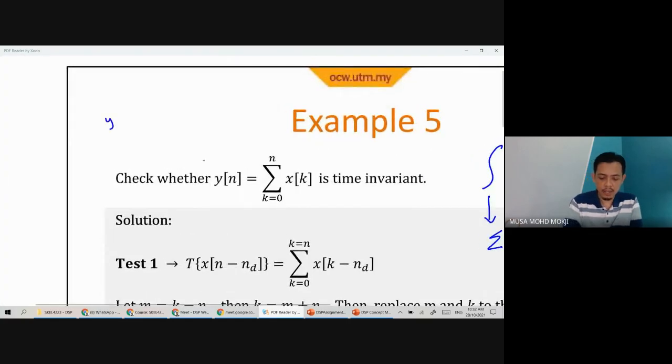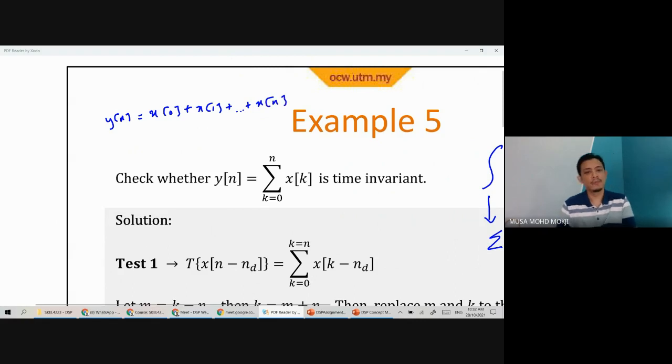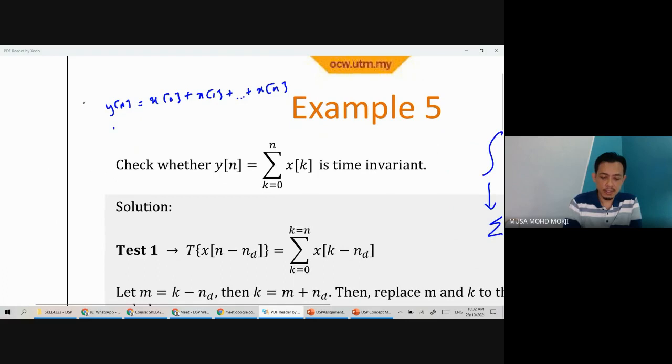This is actually just y[n] equals x[0] plus x[1] plus maybe up to x[n]. So how many items? It depends on the n. If this is y[0], then it is just x[0]. If it is y[3], it's supposed to be x[0] plus x[1] plus x[2] plus x[3].